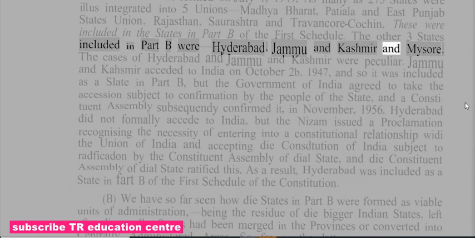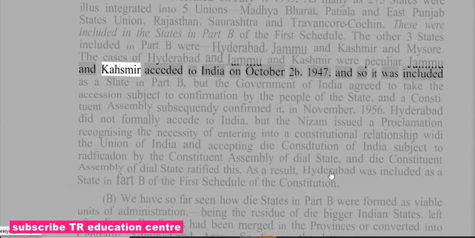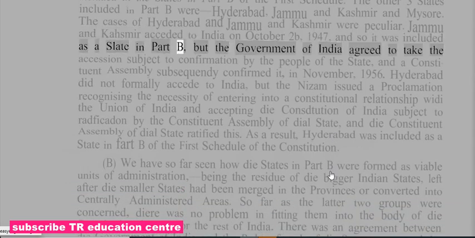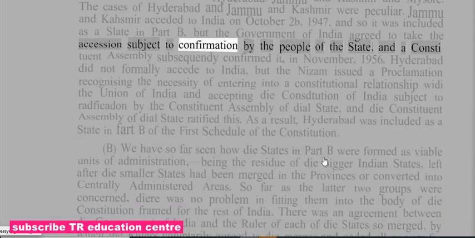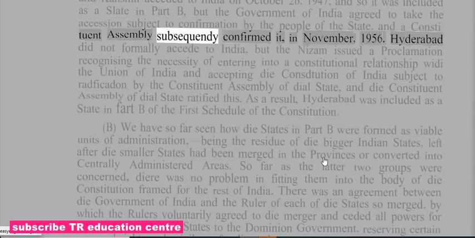The cases of Hyderabad and Jammu and Kashmir were peculiar. Jammu and Kashmir acceded to India on October 26, 1947, and so it was included as a state in Part B, but the Government of India agreed to take the accession subject to confirmation by the people of the state, and the Constituent Assembly subsequently confirmed it, in November 1956.